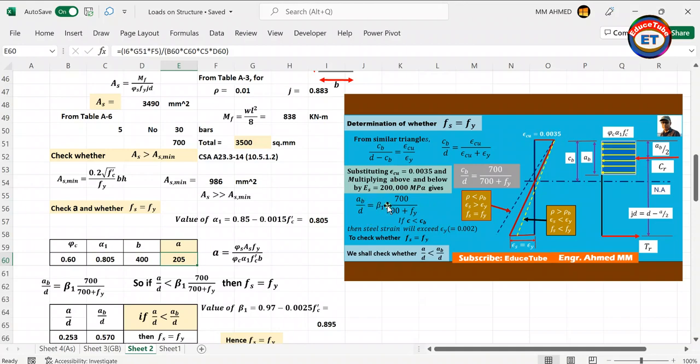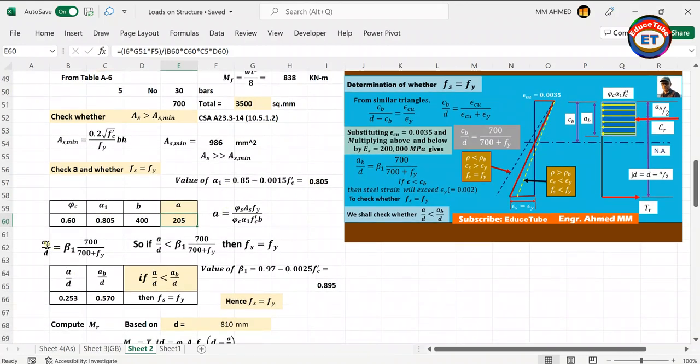So ab by d equals beta 1 times 700 divided by 700 plus Fy. If our a by d is less than this, it means it will still be yielding. That's the point, still yielding. So it is very easy: ab by d is already here, and a by d is less than this. So I wrote here, steel strain will exceed 0.002. Our strain will be 0.0024, 0.0025, 0.003, whatever comes, but it will be greater than this in this situation. And Fs equal to Fy, it means already at yield stress.